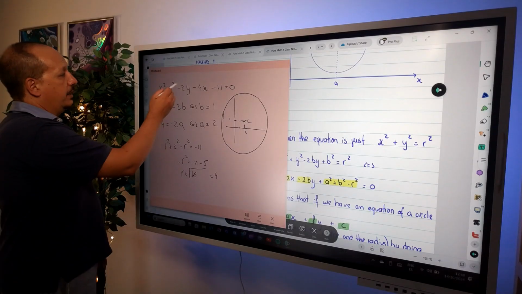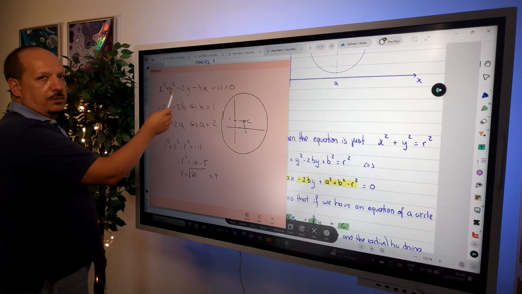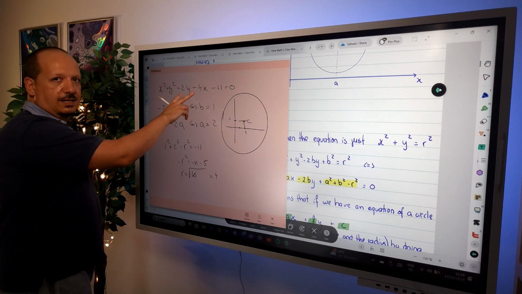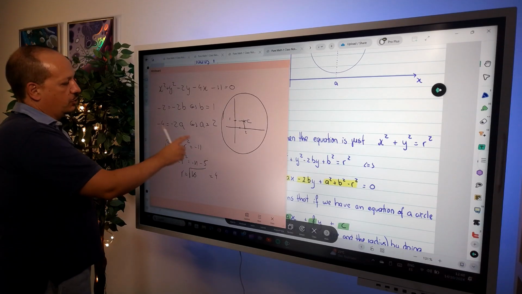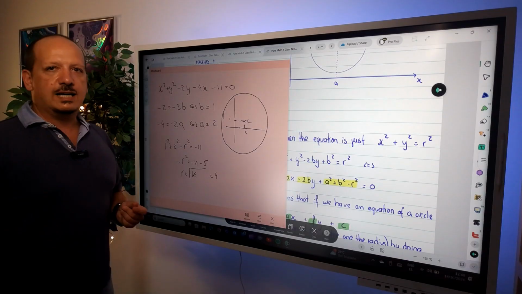I just have to divide. Again, this is a shortcut. Divide this coefficient by minus 2, this coefficient by minus 2, and you'll have the coordinates of the center. Then once you have that, just apply this equation and you got the radius. It's actually done in less than 30 seconds.